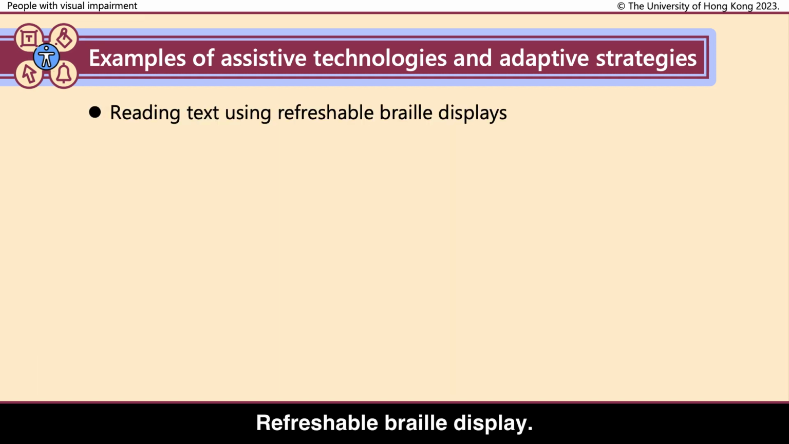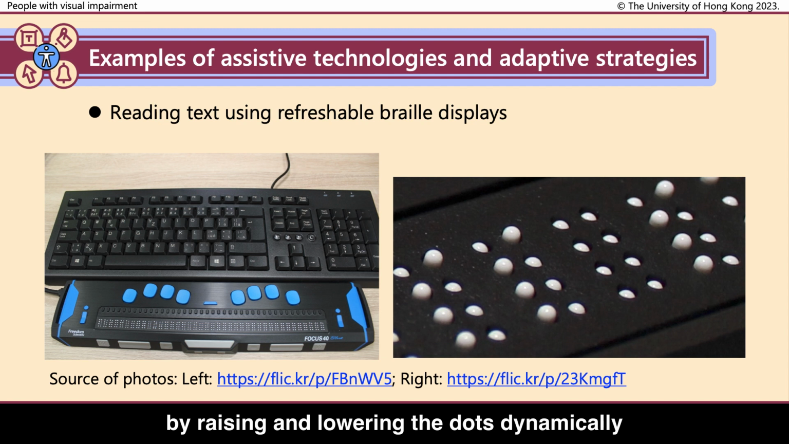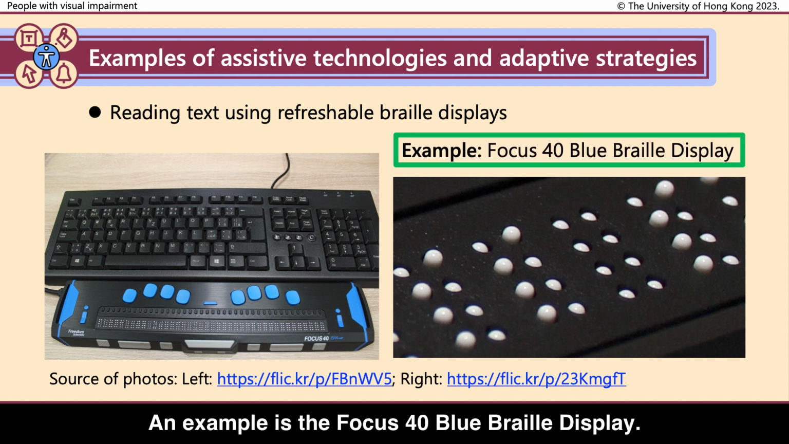Refreshable Braille Display. It is a mechanical terminal that displays a line of 40 to 80 Braille characters by raising and lowering the dots dynamically, which are pins. An example is the Focus 40 Blue Braille display.